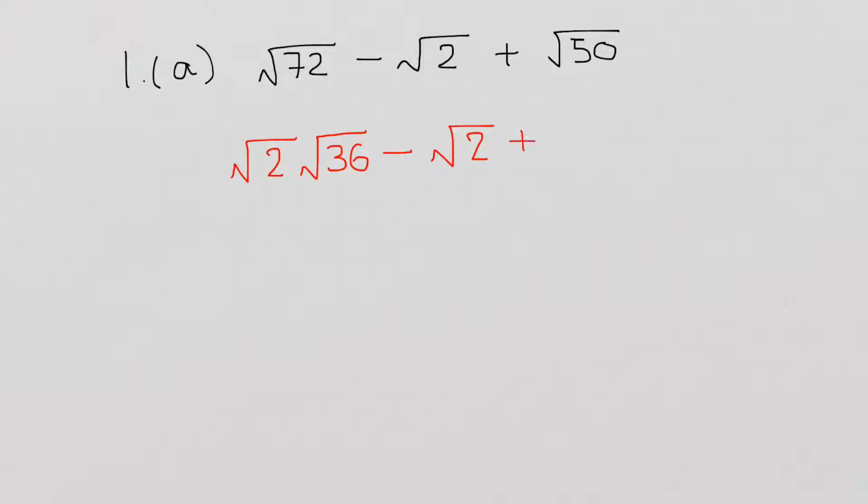So can we divide root 50 by root 2? Well, yes we can, and we get a nice square number again, so we get root 2 times root 25, because 2 times 25 is 50. Okay, the next step, you can simplify your root 36, you can simplify your root 25, and then it's just collecting like terms, so you should end up with an answer of something in terms of root 2.